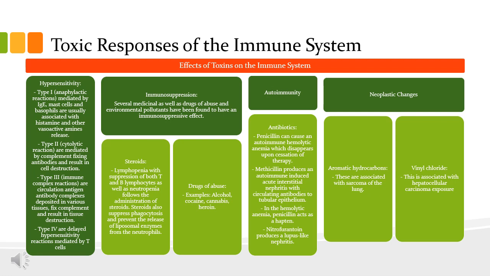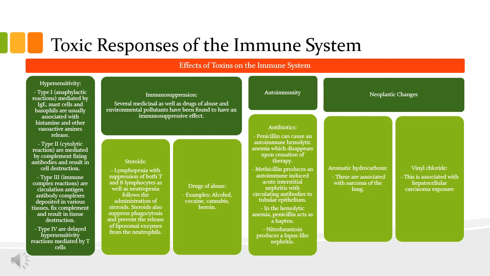Last but not least, we'll go through the toxic responses of the immune system. The effects of toxins on the immune system include hypersensitivity, immunosuppression, autoimmunity, and neoplastic changes. Hypersensitivity can be divided into 4 types. Type 1 is an anaphylactic reaction, while type 2 is a cytolytic reaction, type 3 is an immune complex reaction, and finally type 4 is a delayed type hypersensitivity reaction mediated by T cells.